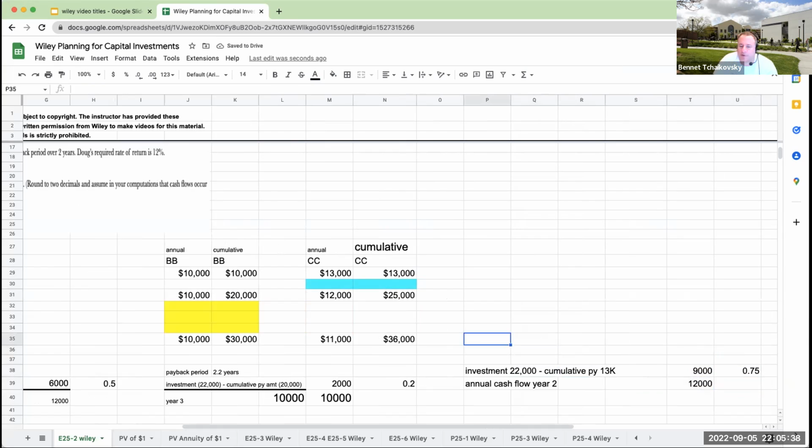So the payback period is going to be 1.75, or basically, when do I earn back the 22,000? Well, we know it's beyond a year because we only made 13,000 at this point. And what we're trying to do is to kind of go over here and figure this part of it out.